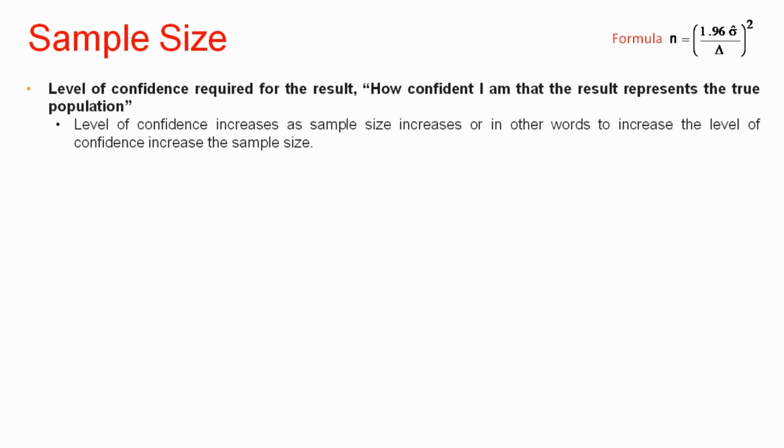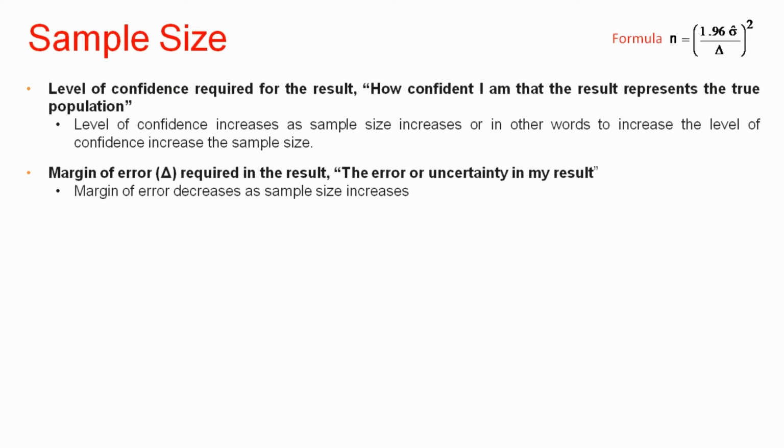Level of confidence required for the result: how confident I am that the result represents the true population. 1.96, which is a constant, represents a 95% confidence level. The level of confidence increases as sample size increases, or in other words, to increase the level of confidence, increase the sample size, which means that I am 95% confident that the sample will represent the population.